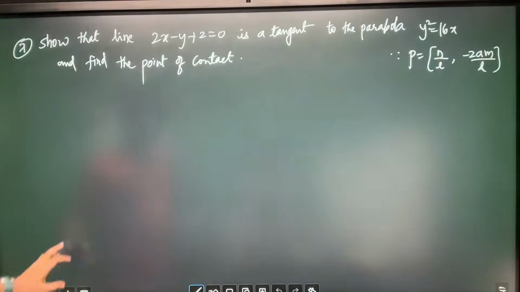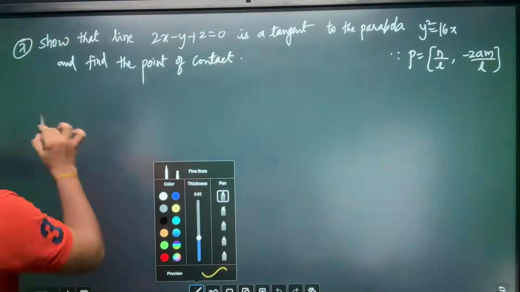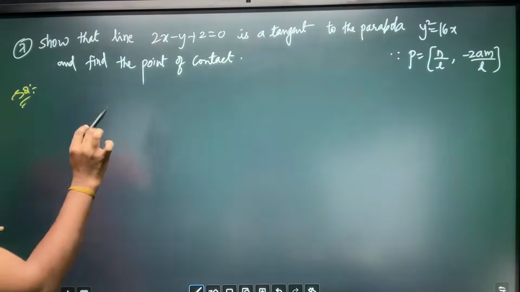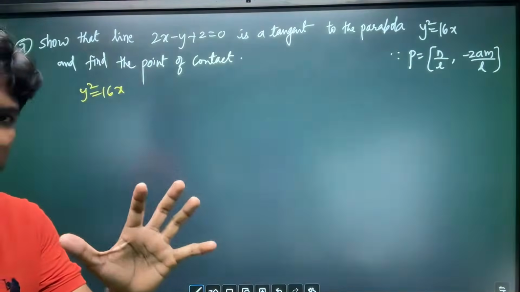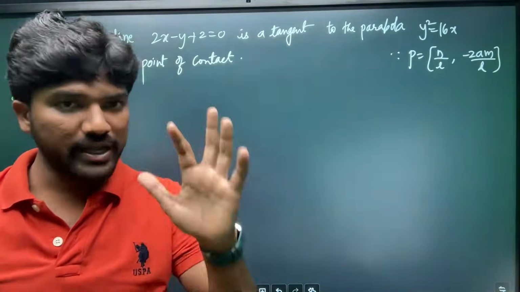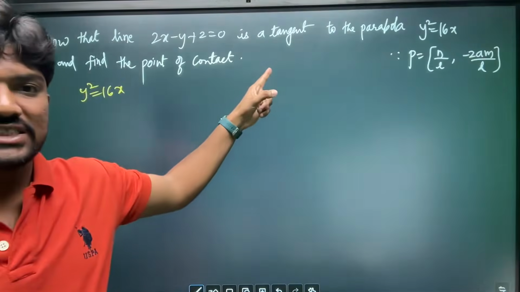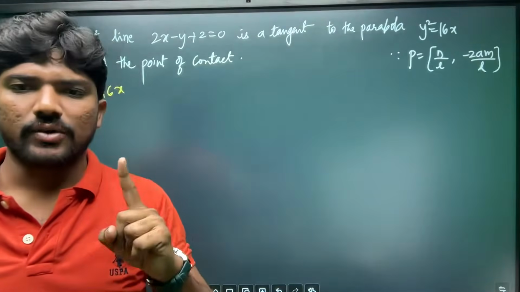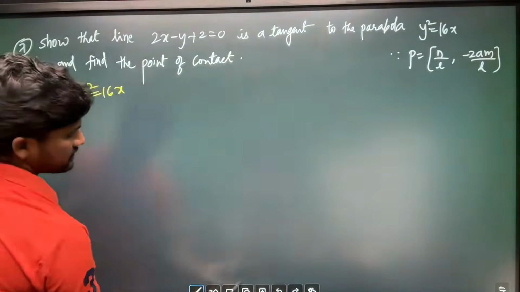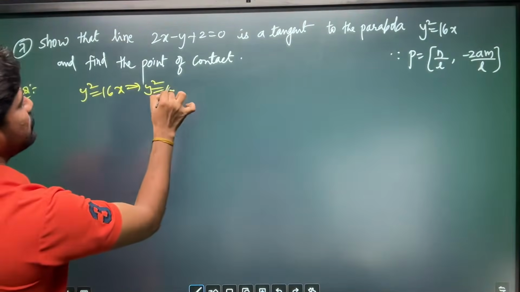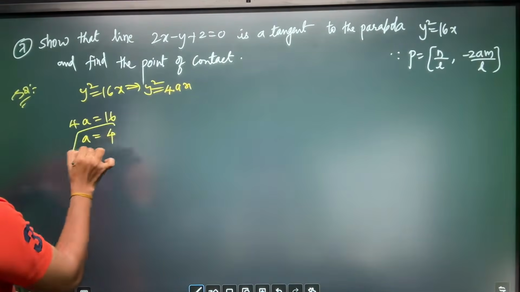So next, show that the line is a tangent. Again the same parabola, same concept, but very important. The parabola is y square is equal to 16x. They can also ask to find the coordinates. Based on the first 2 VSAQs we discussed, based on that concept or this concept, every year 1 VSAQ will come alternately. Compare with y square is equal to 4ax. 4a is equal to 16, so a is equal to 4.